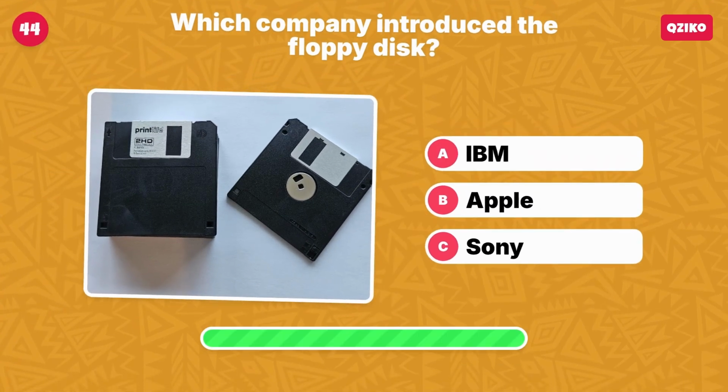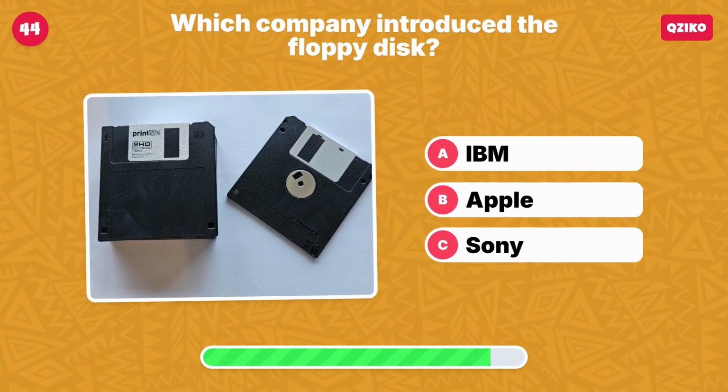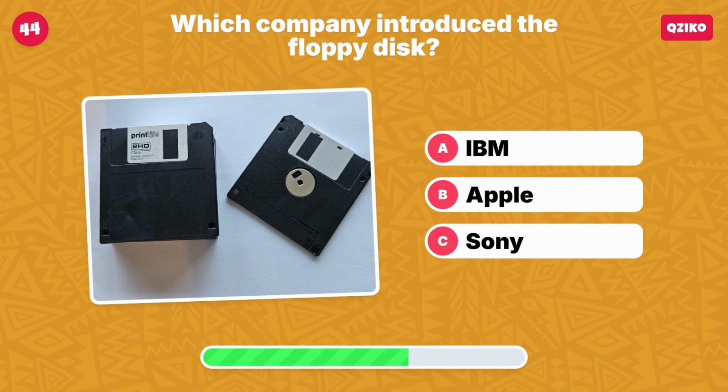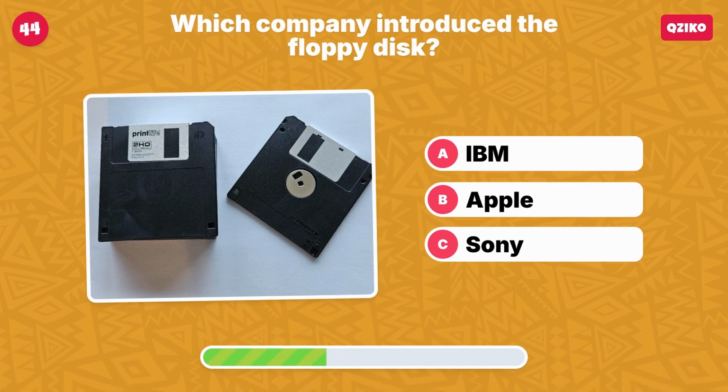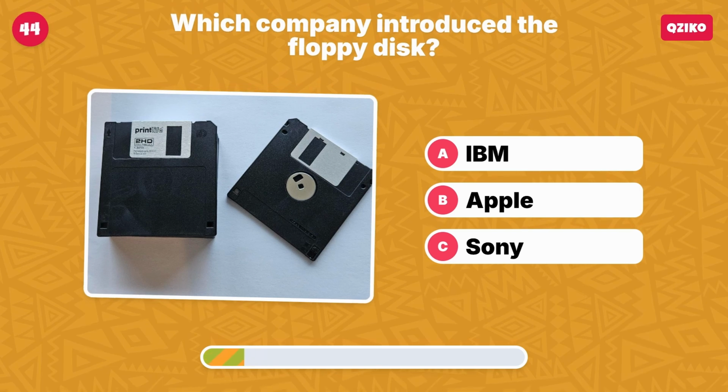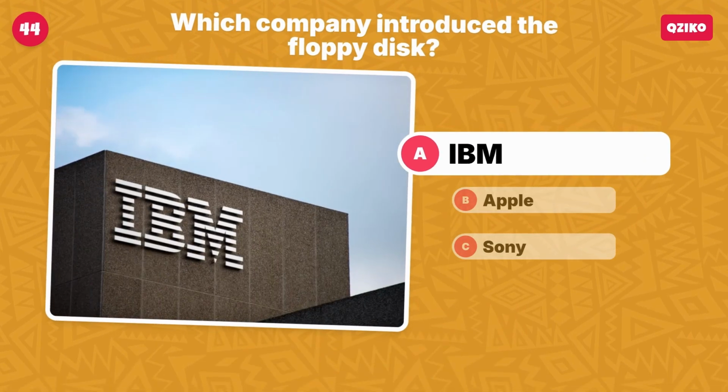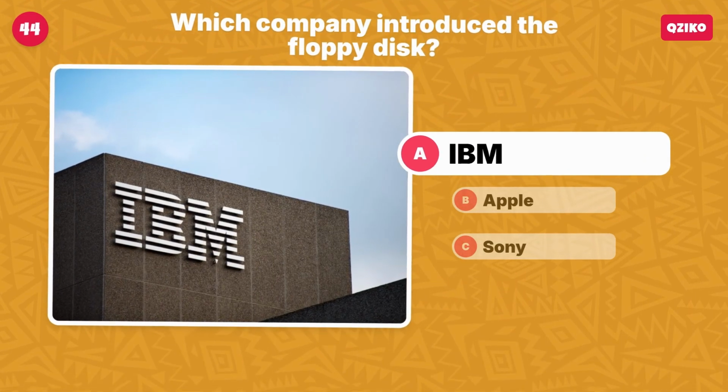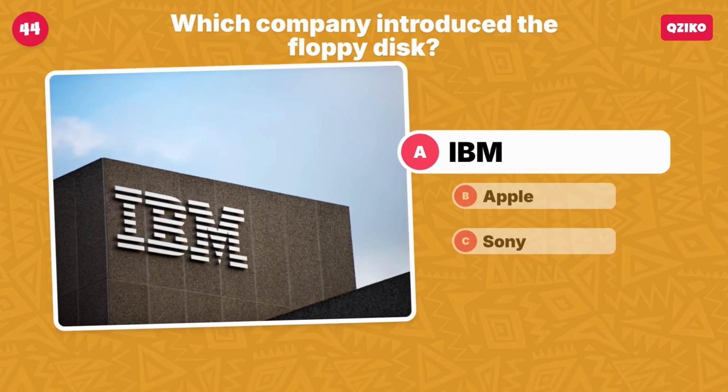Which company introduced the floppy disk? IBM, Apple, or Sony? IBM introduced the first floppy disk in 1971.